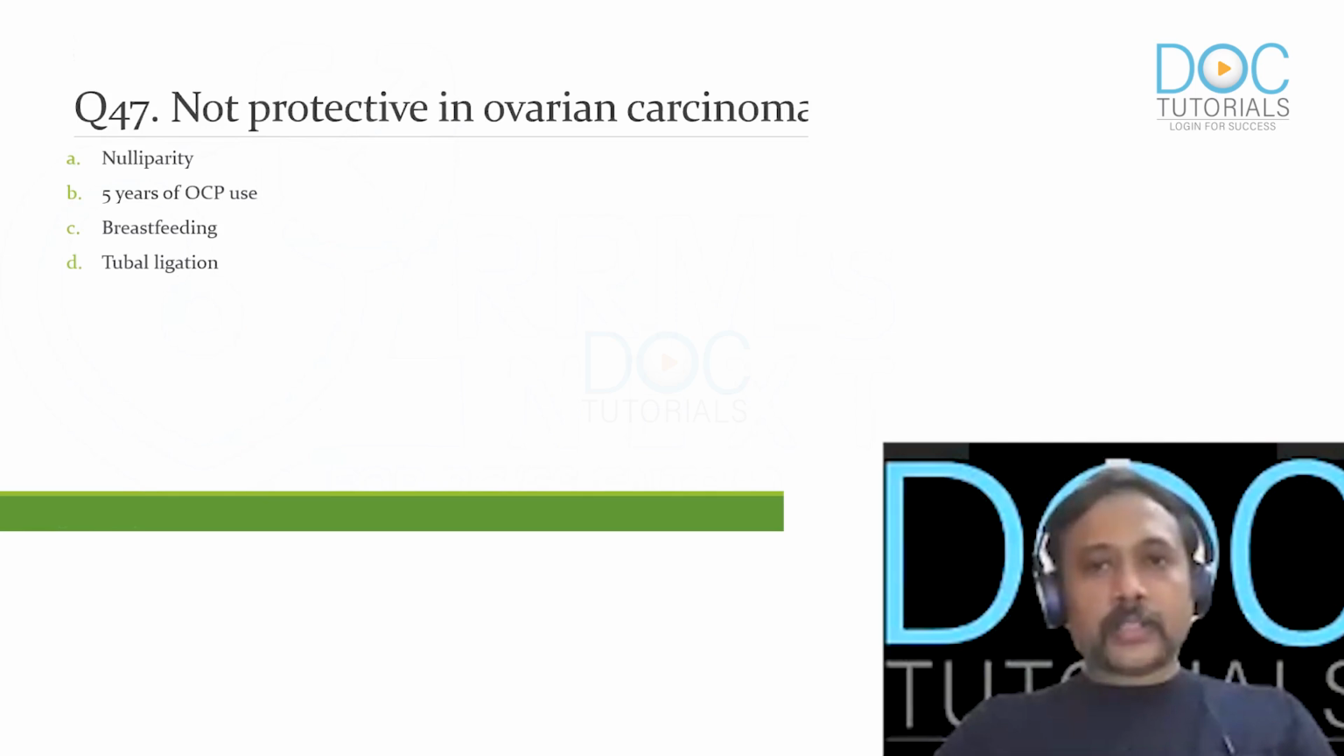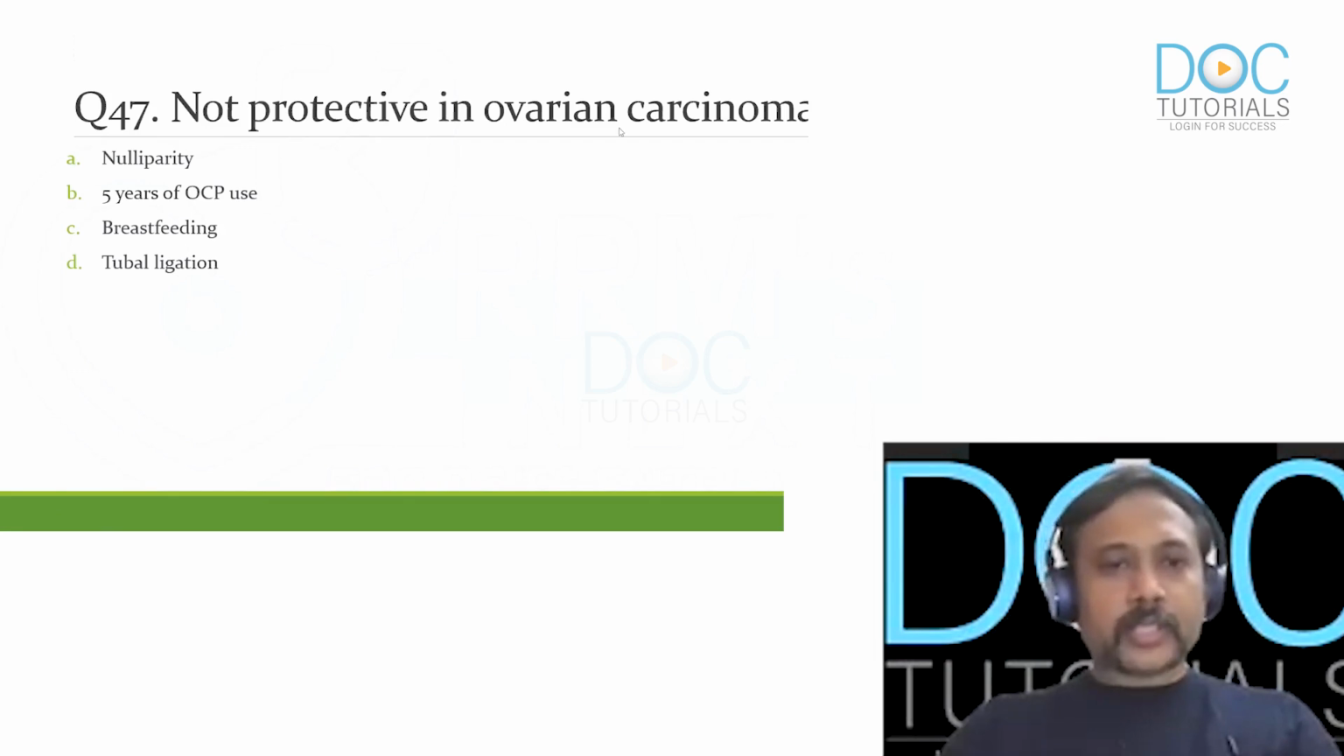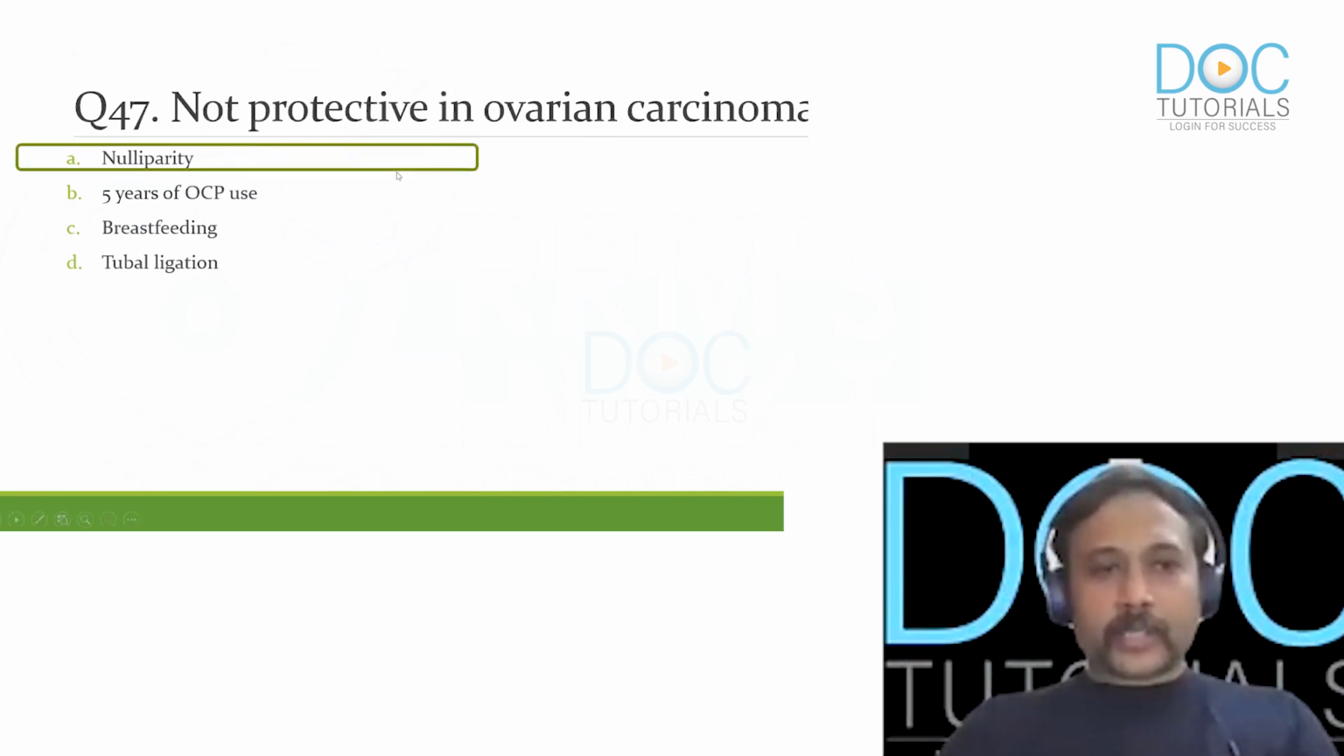So what do you think is a factor which is not protective? So yeah, most of you seem to have gotten it right. It is nulliparity. So nulliparity is something which is generally not considered to be a protective thing. Multiparous women are found to be much better protected. So what about the rest of the things? Nulliparity is the answer.